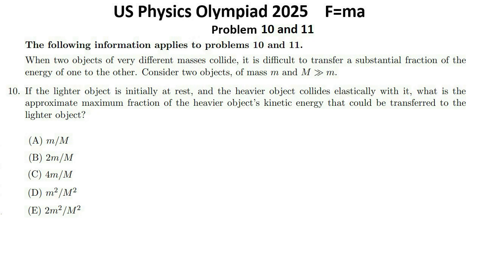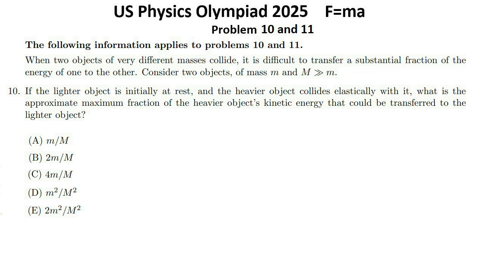The following information applies to problems 10 and 11. When two objects of very different masses collide, it is difficult to transfer a substantial fraction of the energy of one to the other. Consider two objects, of mass small m and big M much greater than small m. Problem 10. If the lighter object is initially at rest, and the heavier object collides elastically with it, what is the approximate maximum fraction of the heavier object's kinetic energy that could be transferred to the lighter object?